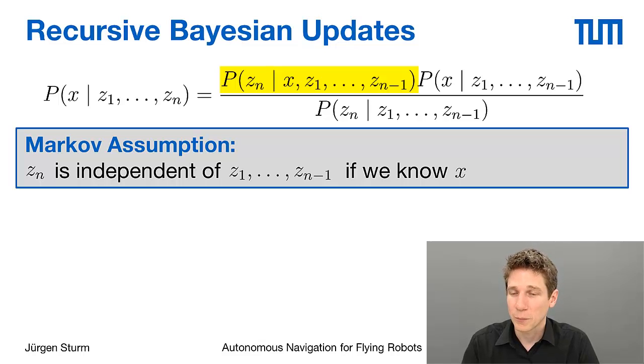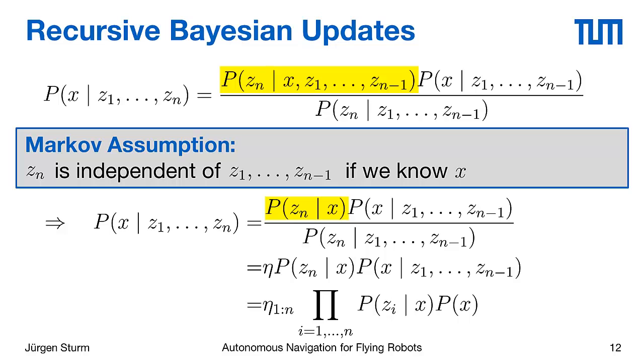And the Markov assumption says that the sensor measurement at time step n is independent of all previous sensor measurements as long as we know the world state x. So it doesn't matter at all what all the other sensors measure. As long as we know what the world state is, we can make a prediction using the sensor model what our sensor will tell us. And this now simplifies a little bit the expression from above.